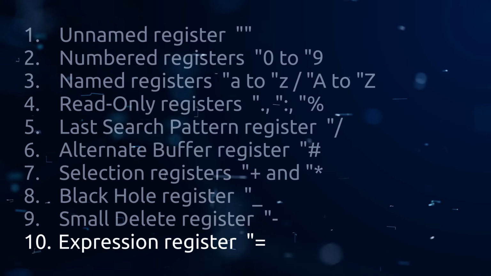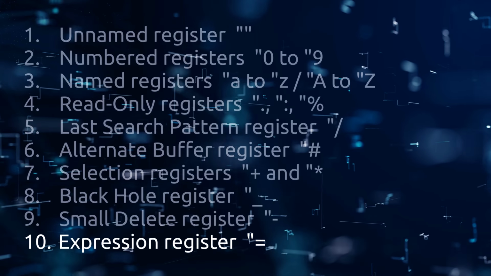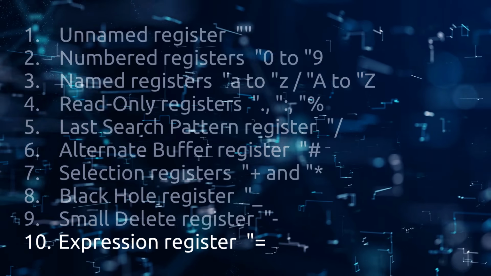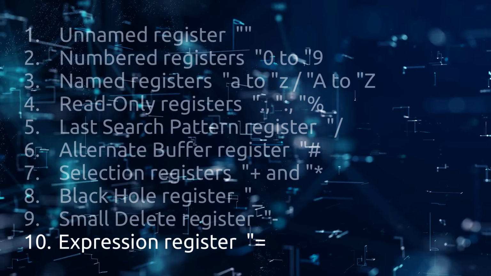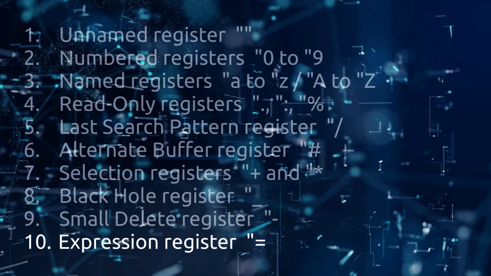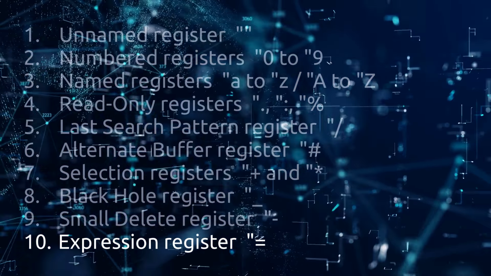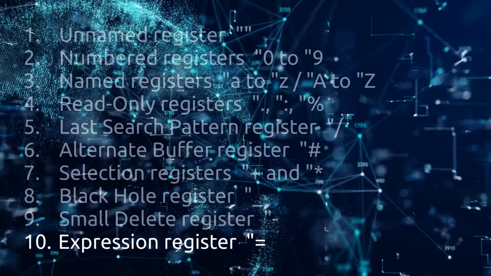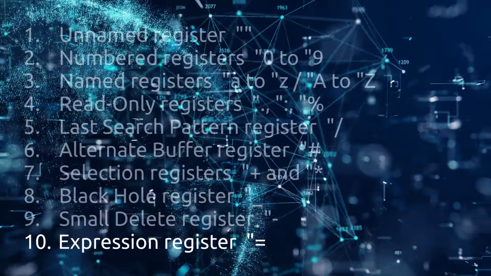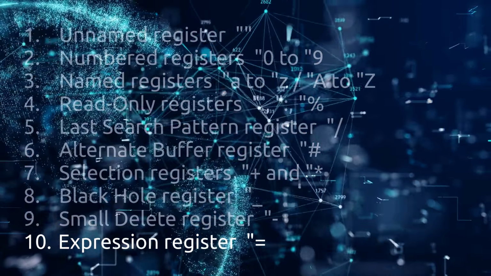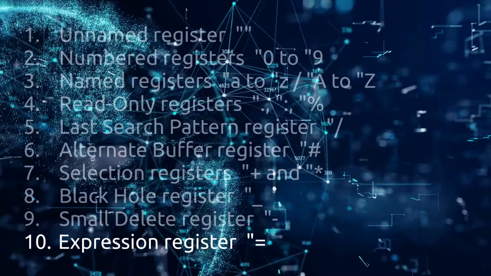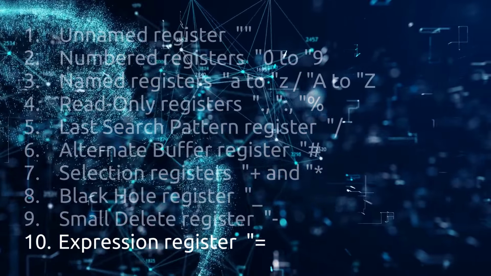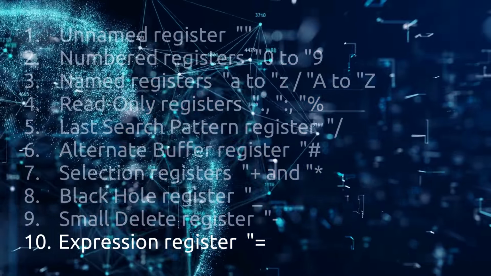Alright, I've saved the best for last. The expression register, represented by double quote =, is one of the most powerful registers because it allows you to evaluate expressions directly within Neovim. When you type double quote =, you can enter any valid expression, and it will compute the result. You can use it to perform calculations, manipulate text, and even generate dynamic content. Let's see a few examples.